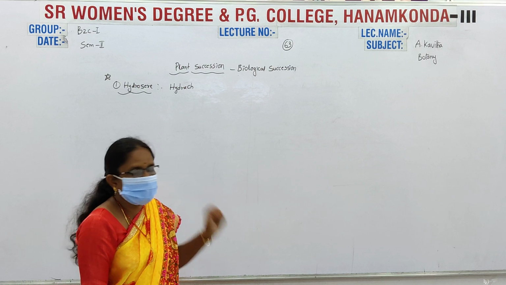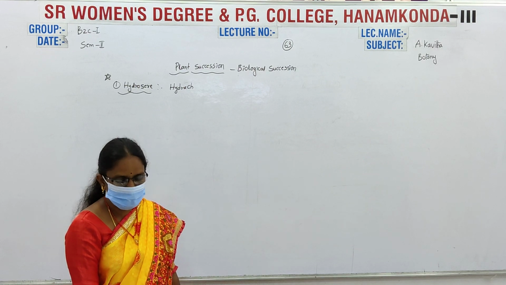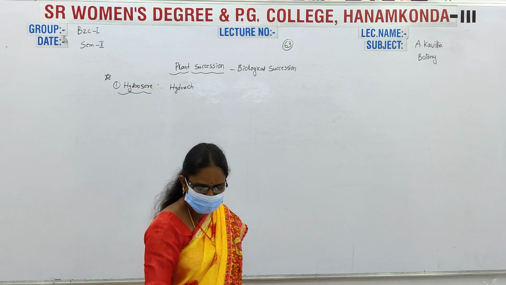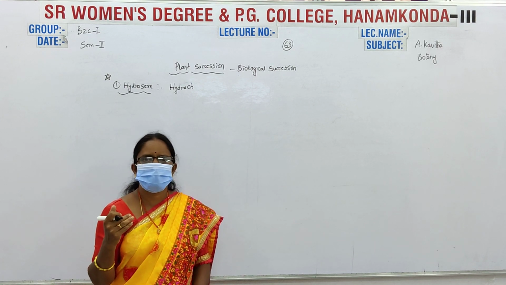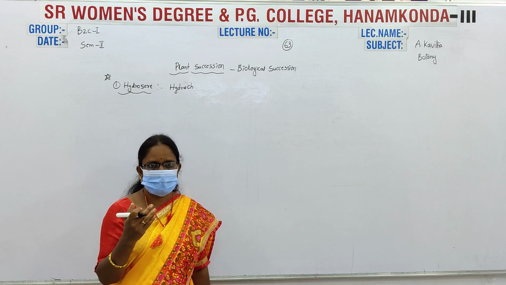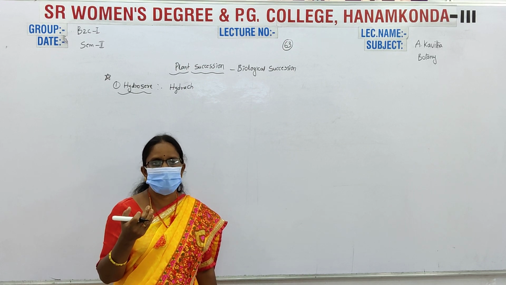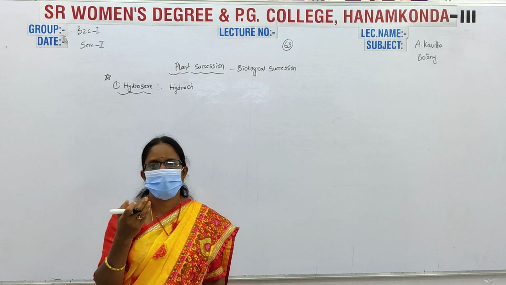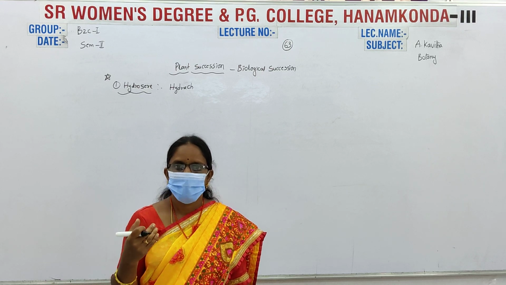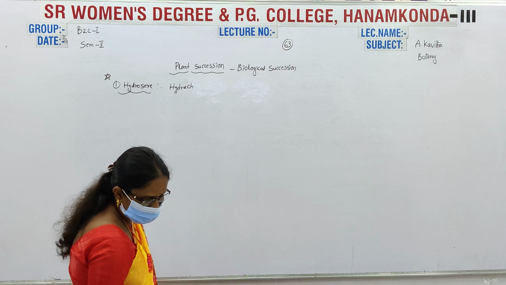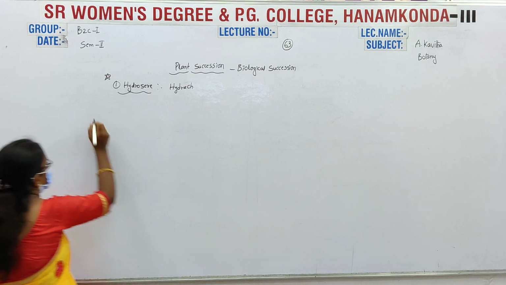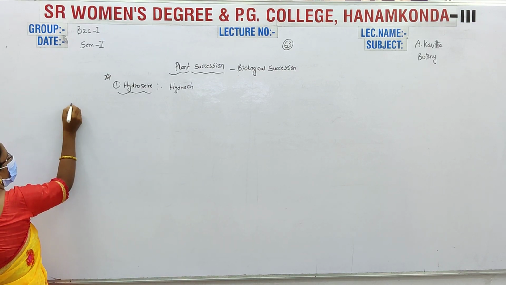Today we will discuss the hydrosere. In the hydrosere, different stages of plant communities develop one by one, orderly. The first one is the phytoplankton stage.